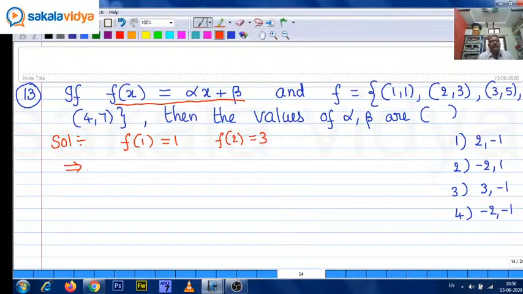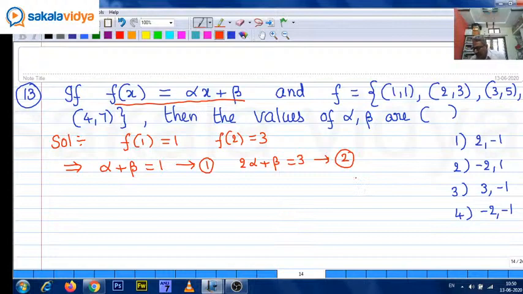F of 1 means alpha plus beta equals 1. You get one equation. F of 2 means you get 2 alpha plus beta is equal to 3. Say equation 2. These two are linear equations in two variables. Solving 1 and 2.